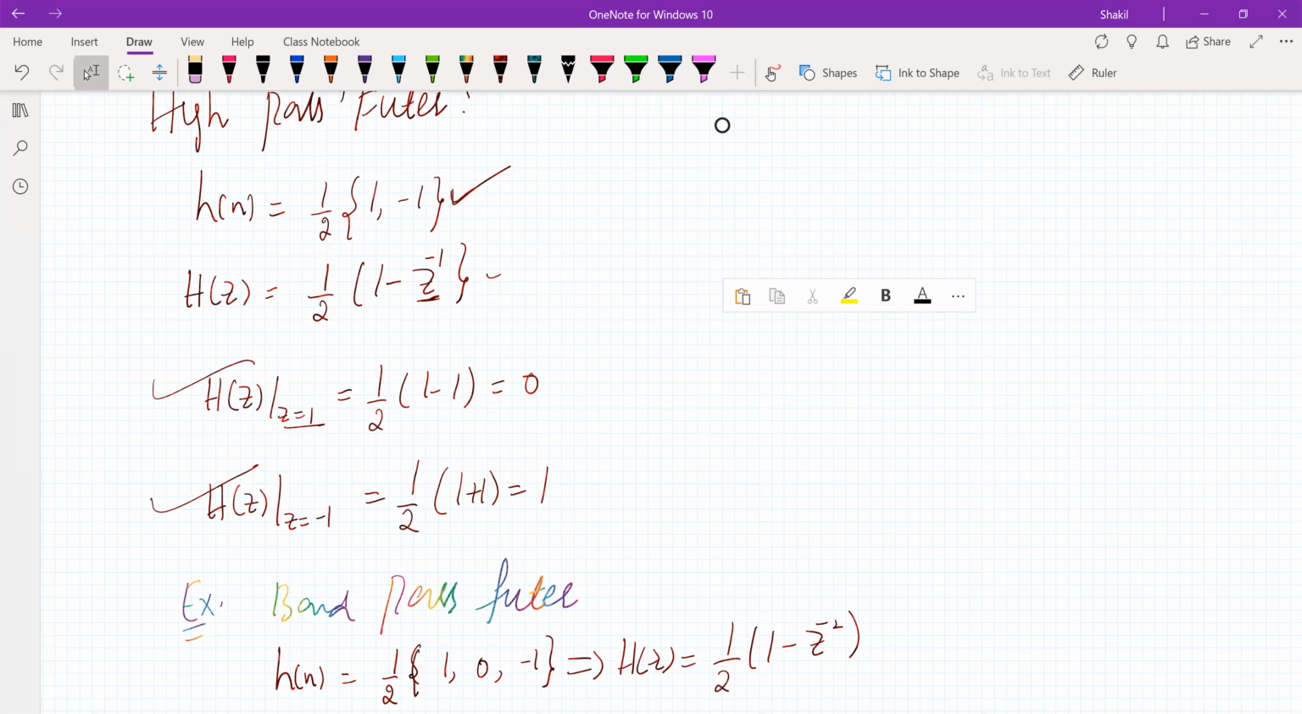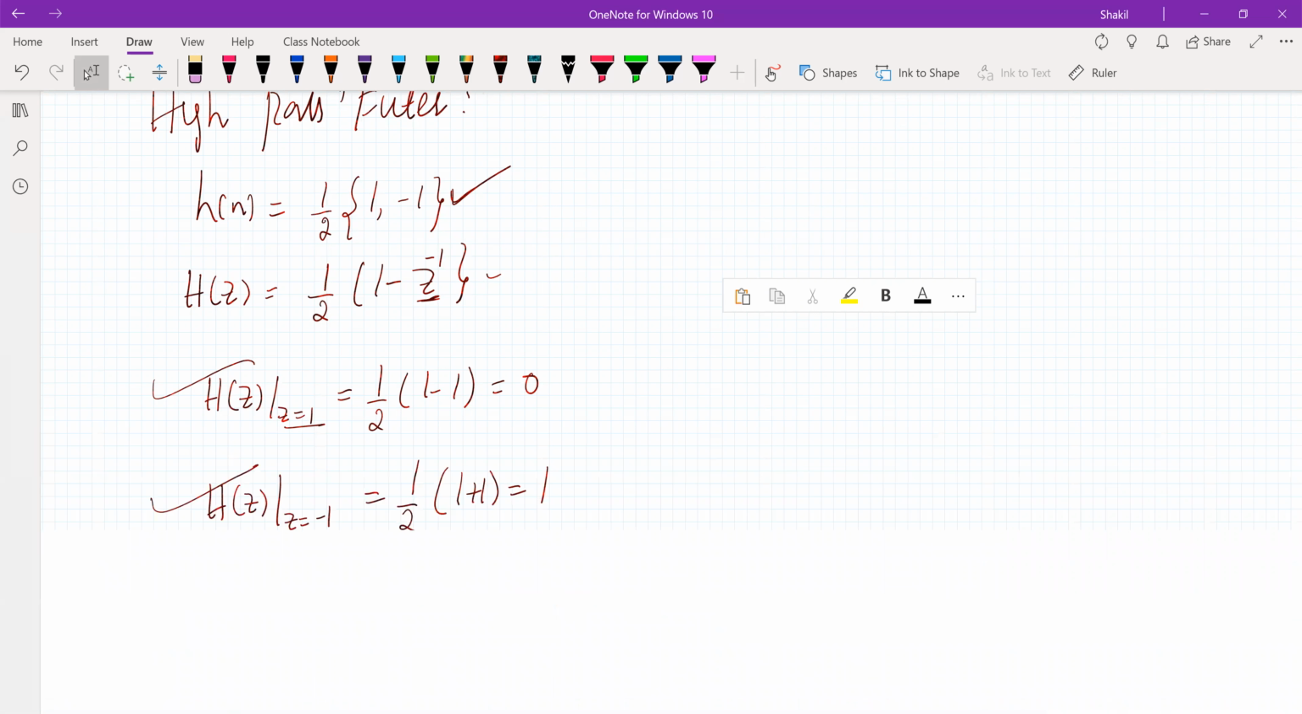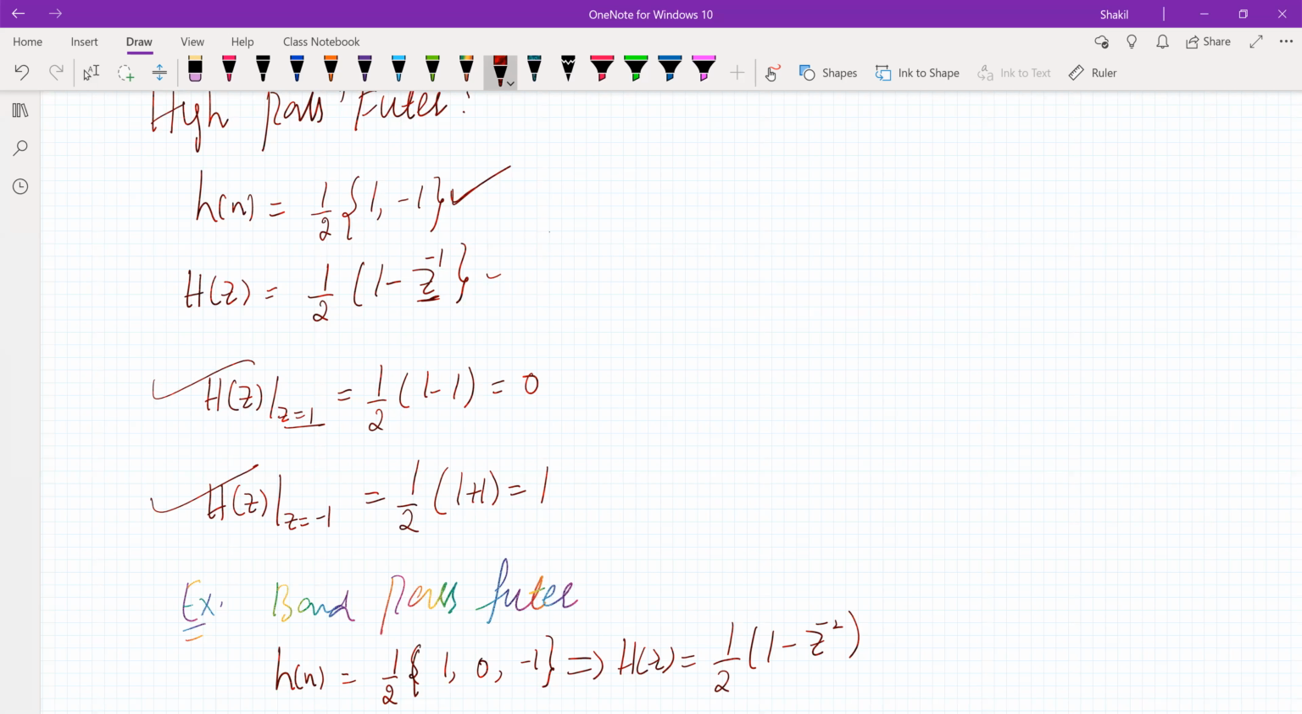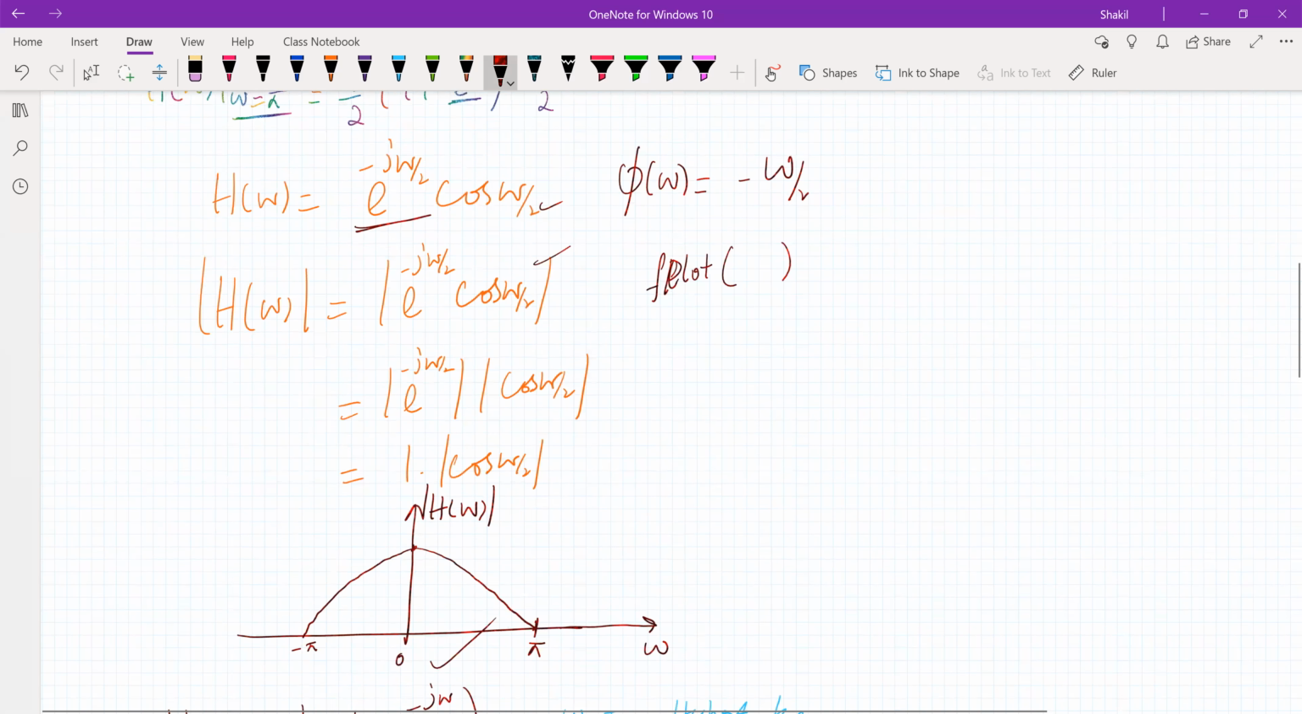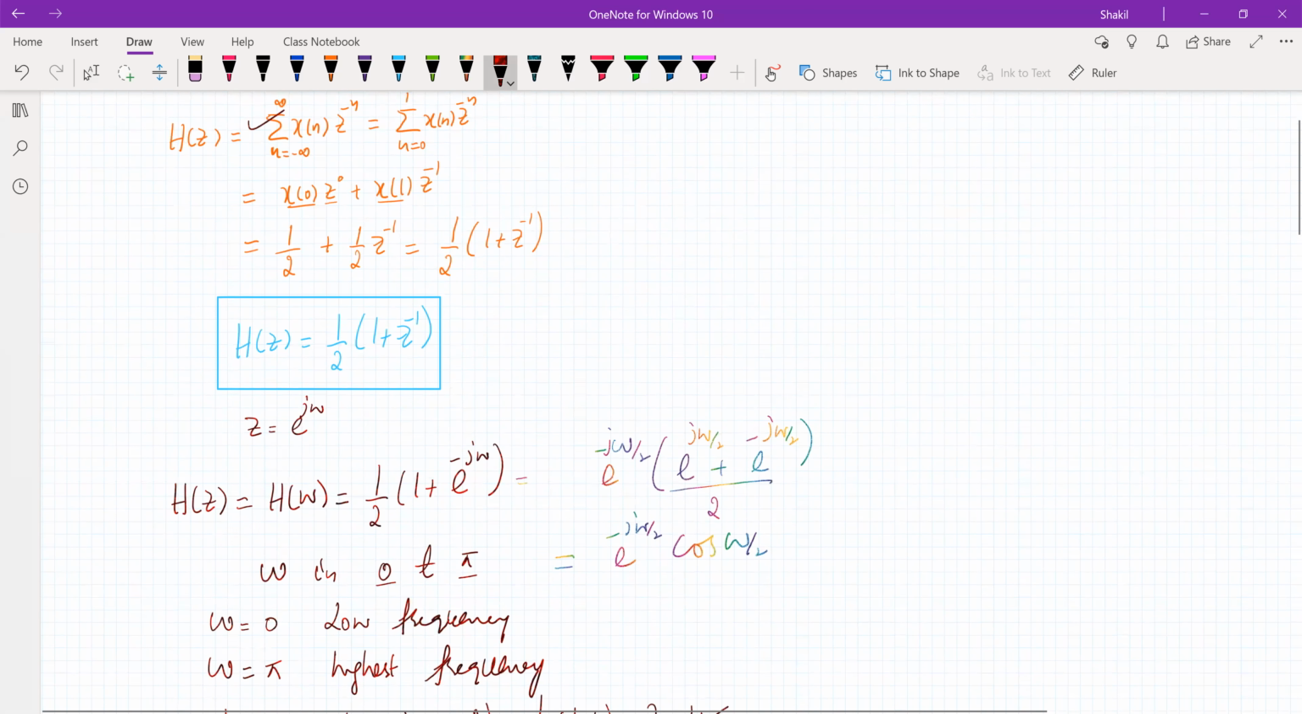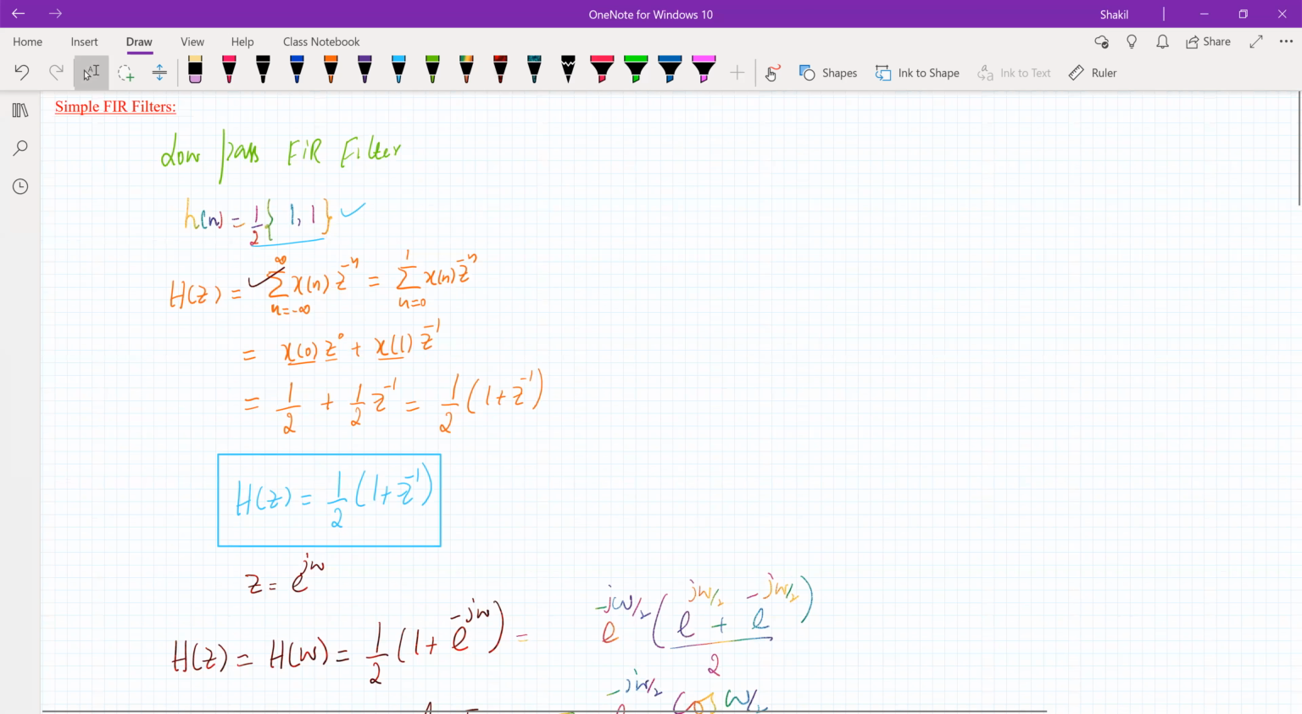Alright. Now please obtain h of omega from here, and plot it. We have already done this several times. Please plot it and see that this is indeed a low pass, high pass filter. Alright. Now what I want to do next is to obtain the difference equation expression of this.